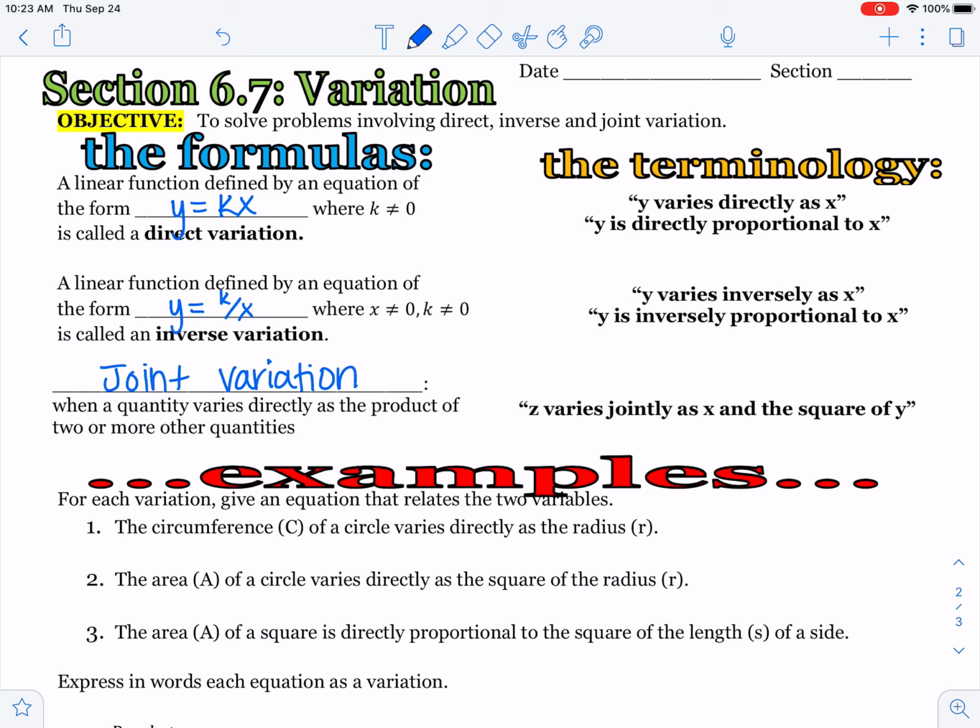So some of the terminology for each of those formulas: y varies directly as x. Y is directly proportional to x. Both of those are fancy ways to say y equals k times x. Y varies inversely as x, or y is inversely proportional to x. That's when you put the x in the denominator.